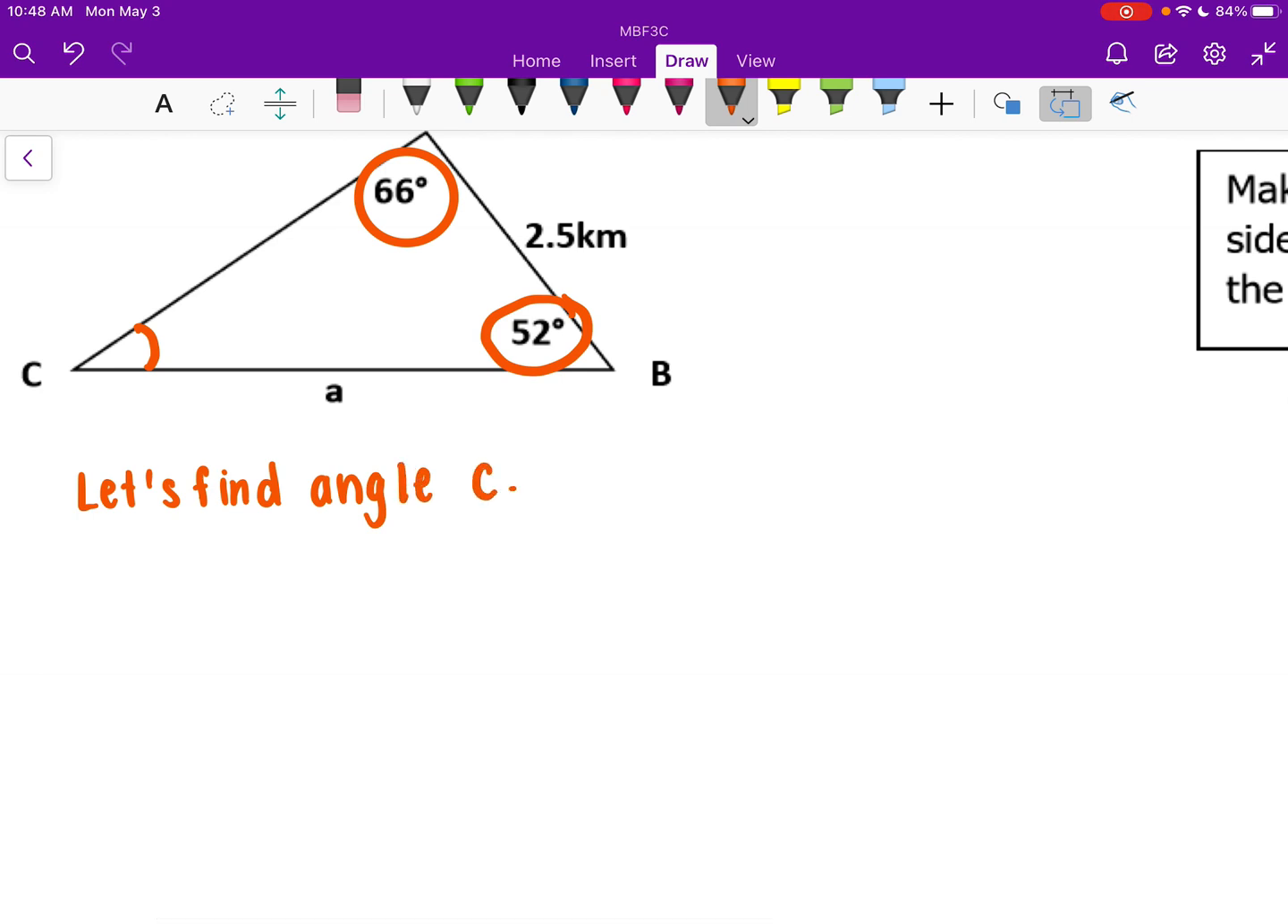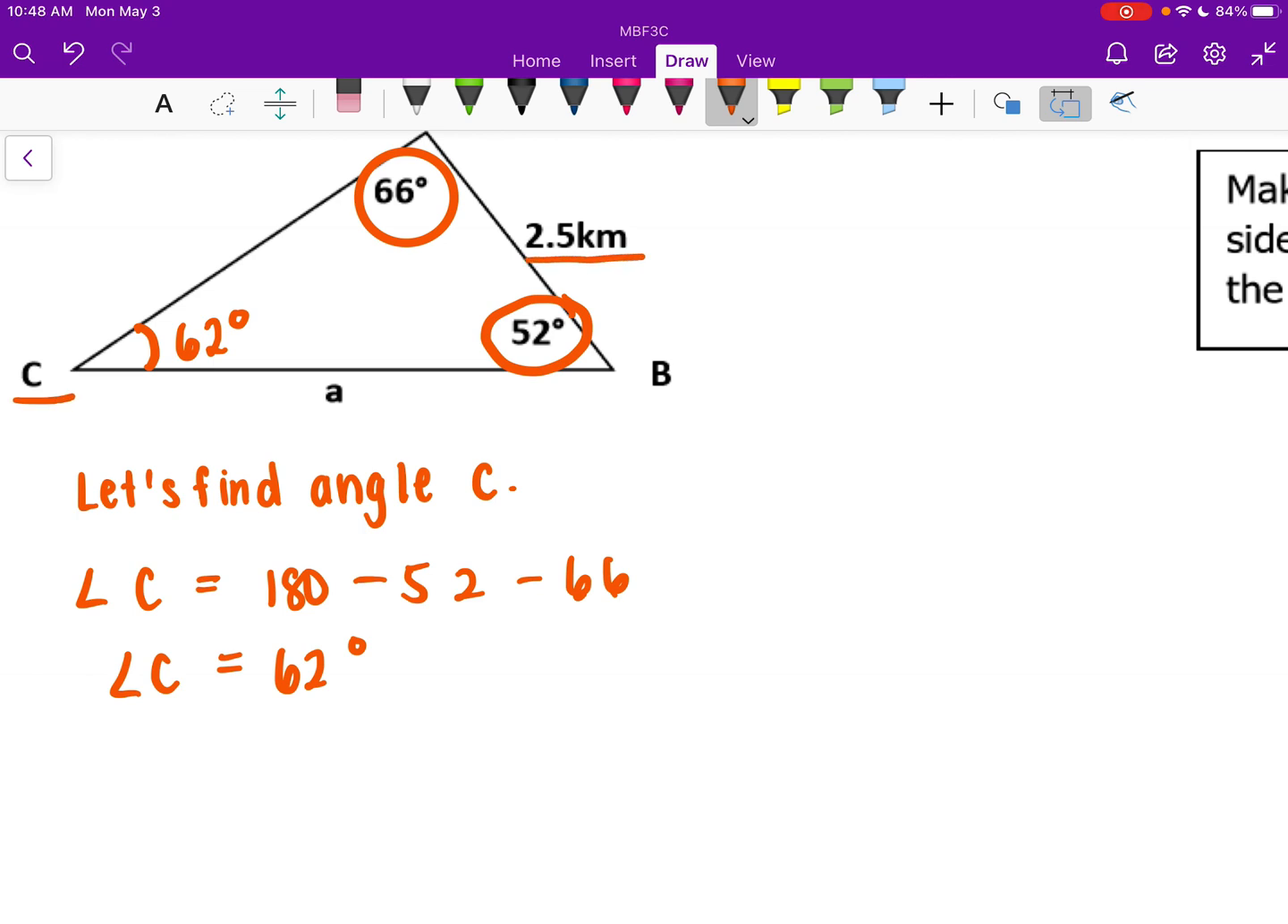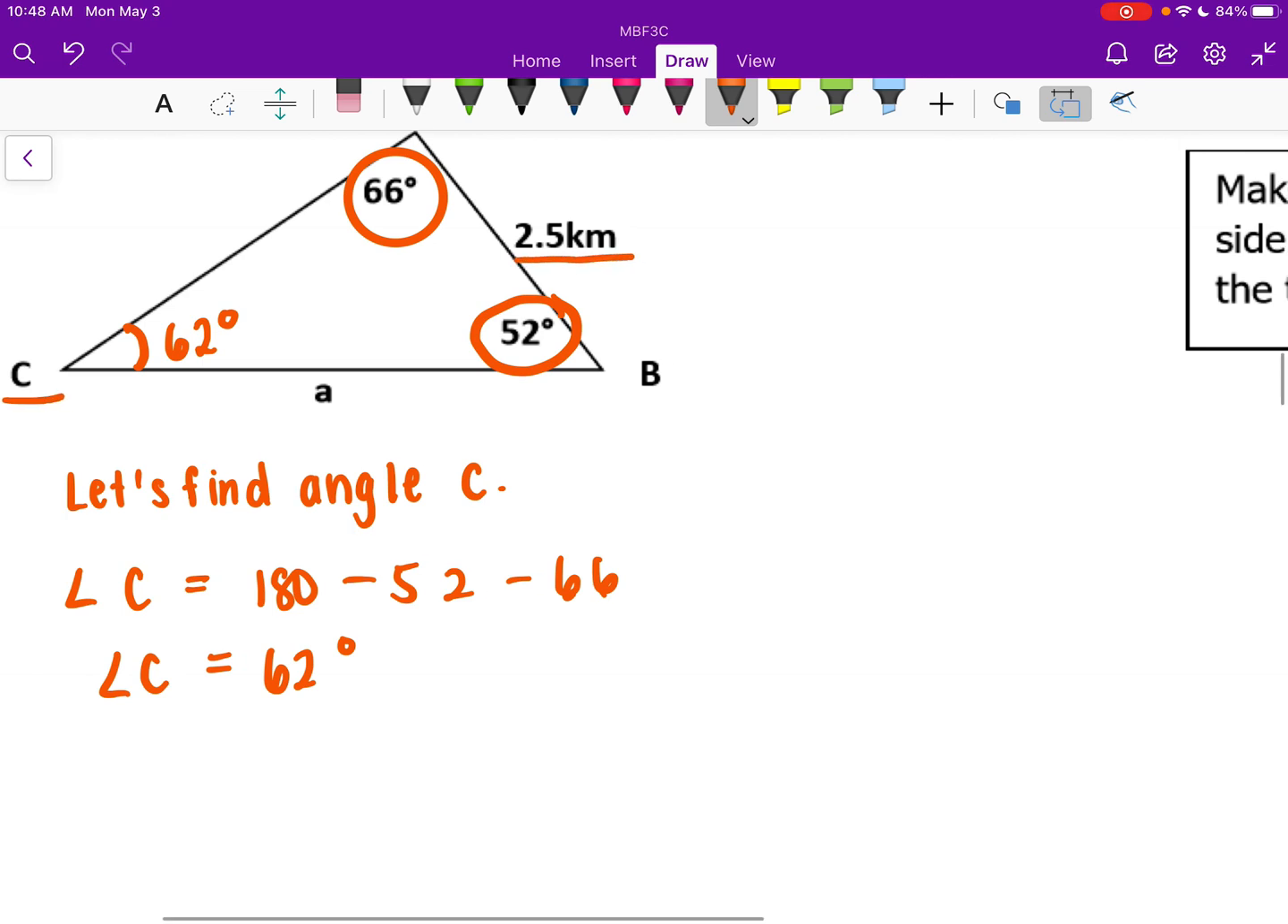All right, so I know in order to find angle C, it's going to be angle C is equal to 180 minus 52 minus 66, right? Because all the angles just add up to 180. So that'll be 62 degrees. So I know angle C now is 62 degrees. Now I have an angle and its corresponding side, right? So now I can use that in my ratios.